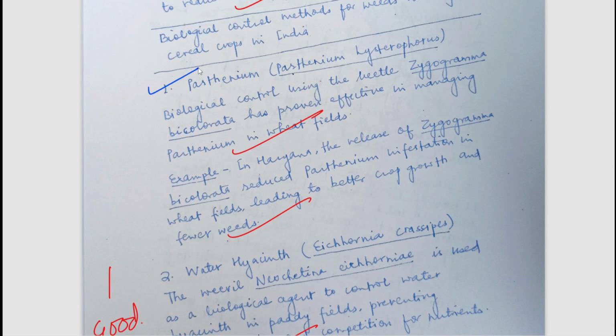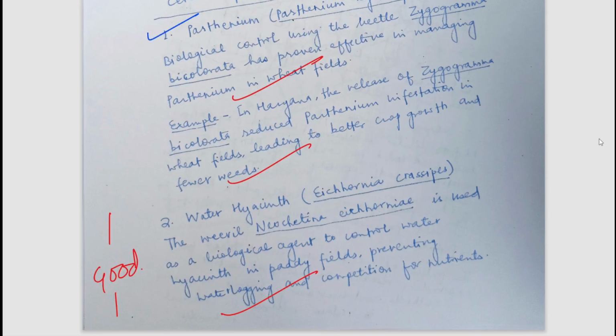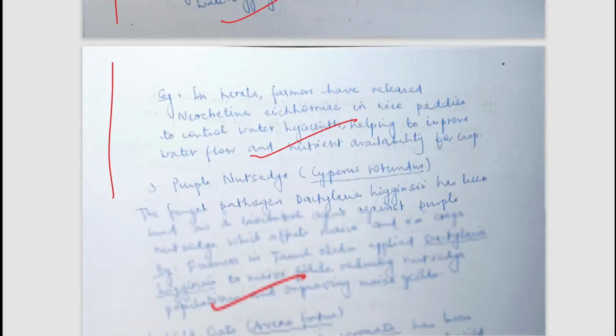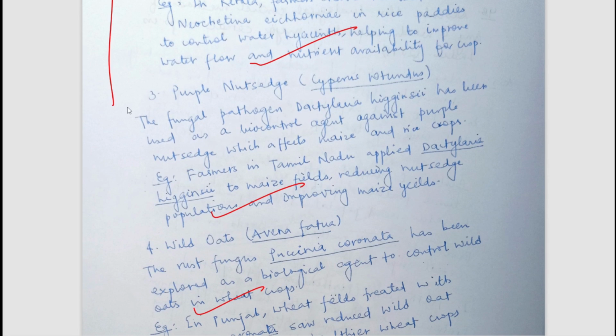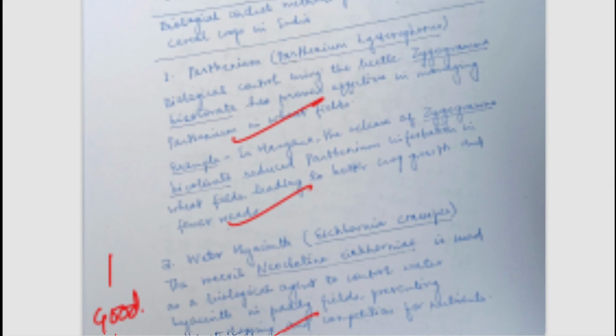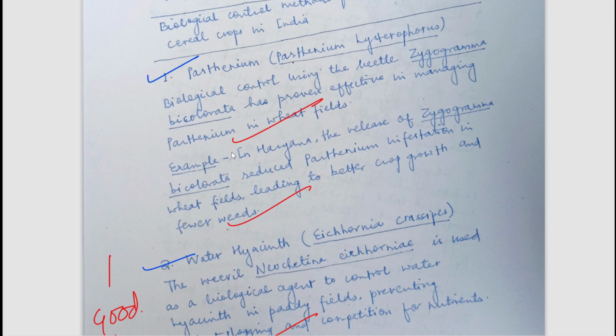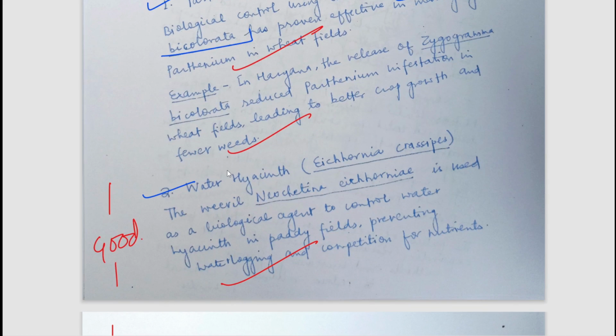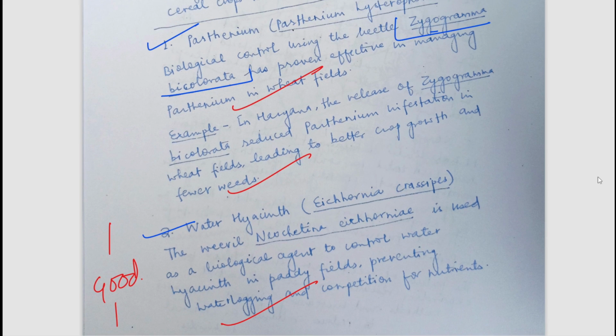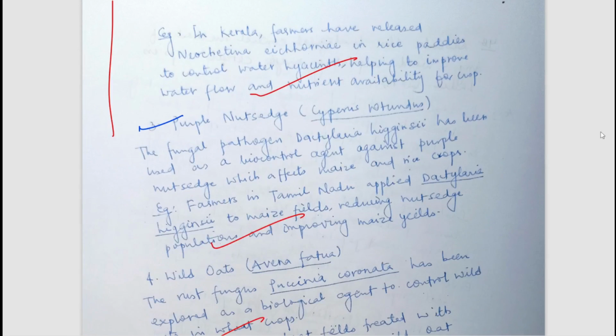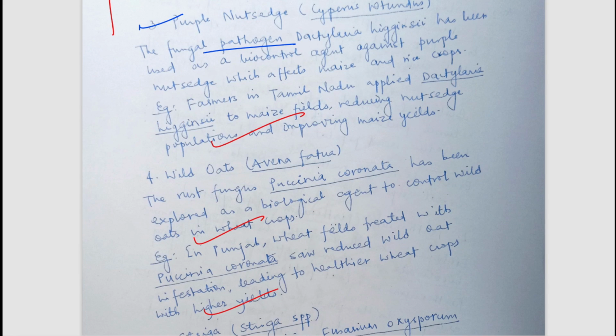These are Parthenium, obviously one of the most dreaded weeds in Indian conditions. Water hyacinth is another weed. Purple nutsedge is another weed. And you can see in the part only, their control has been mentioned. That is, it can be done by using beetle, Zygogramma bicolorata. Okay, for water hyacinth, the same pattern has been mentioned. So you can simply pause the video and read it. Purple nutsedge has been mentioned. It can be controlled using fungal pathogen. Examples have also been mentioned. So very well written answer. You can simply pause and read the answers.